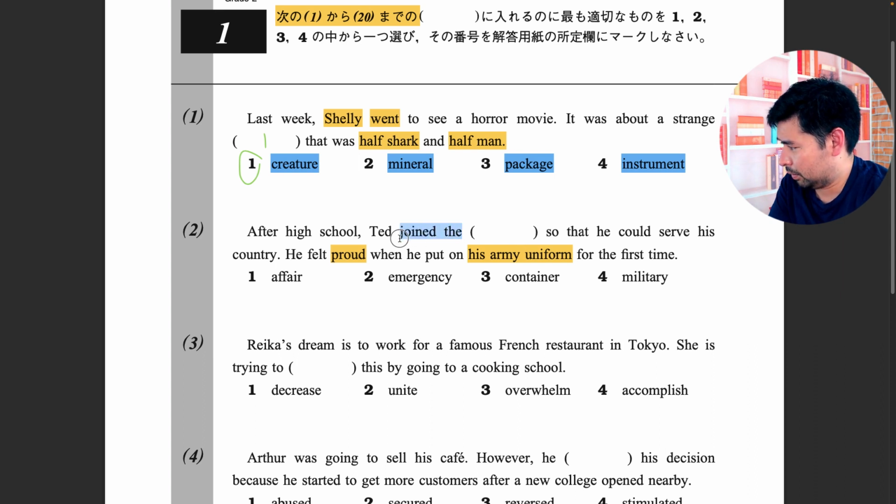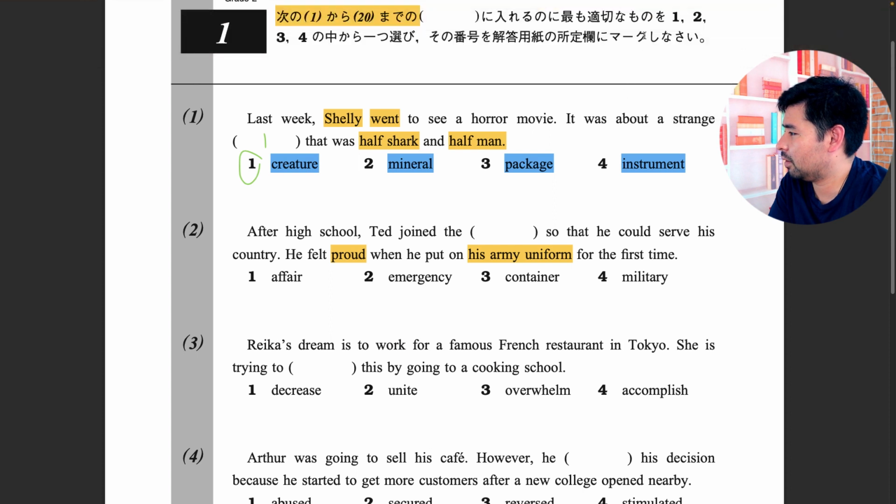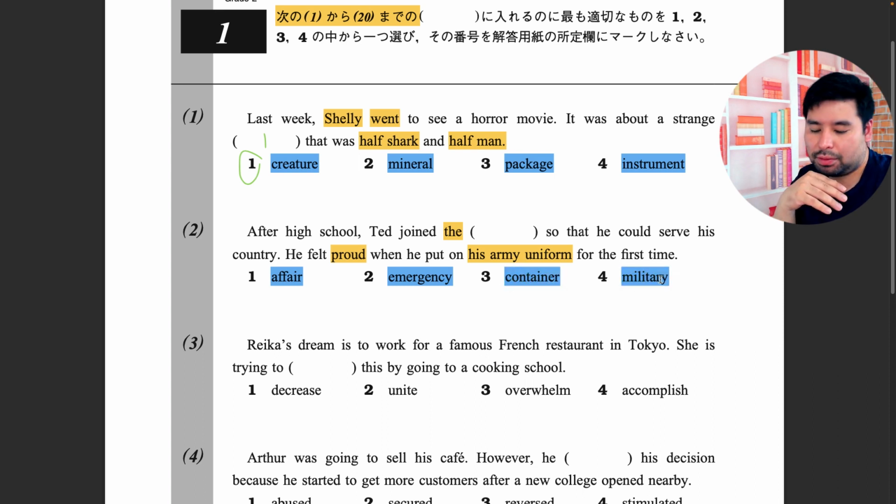Wait a minute, let me get that thing here better, one more time. Okay, so now I think join the... And what are the options? Let's see the options that we have here. Affair, emergency, container, military. So what do you think is the best option here?